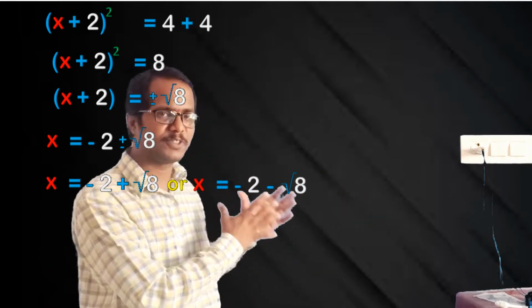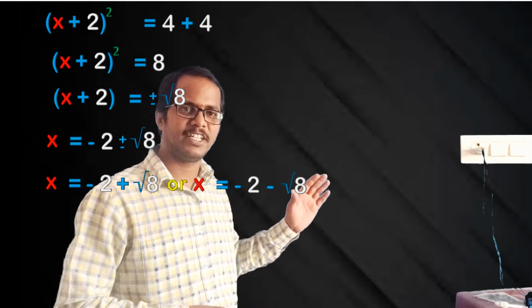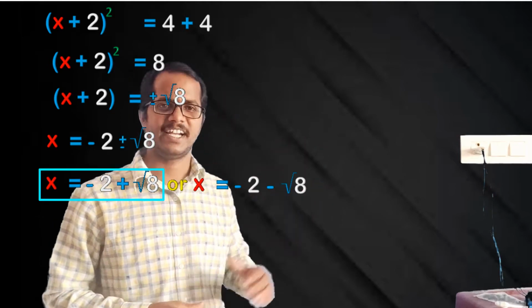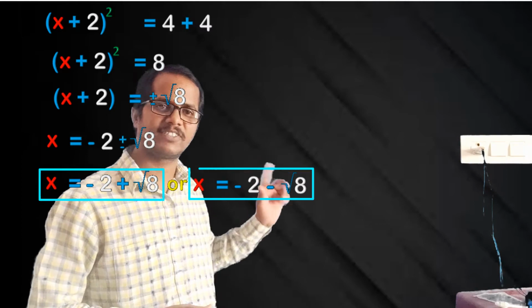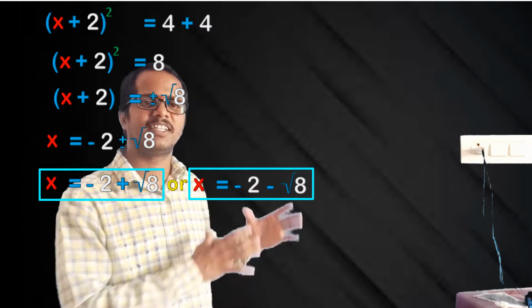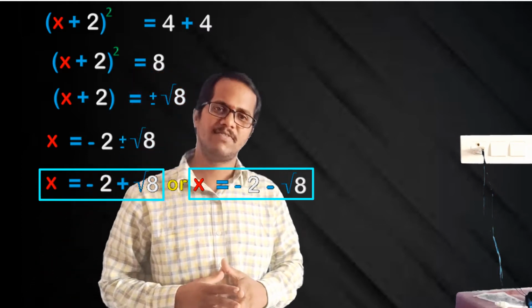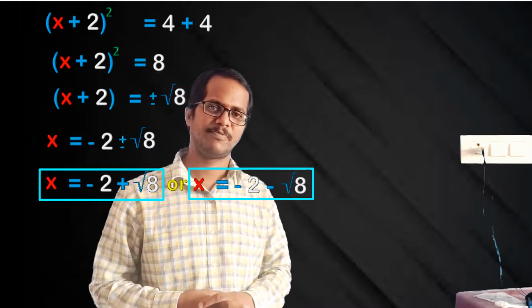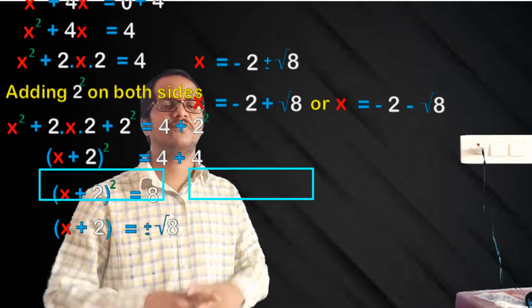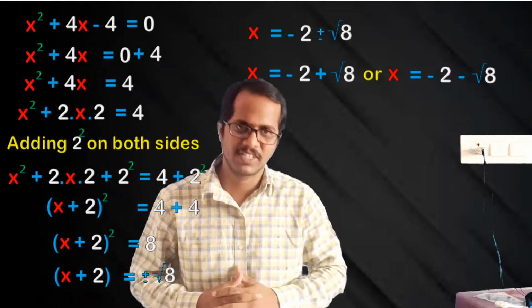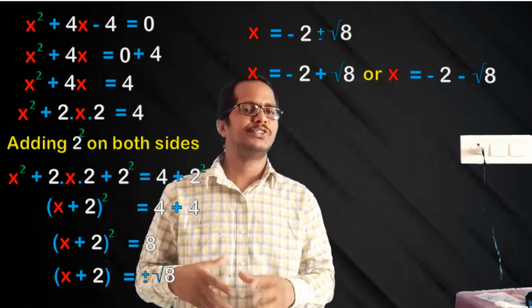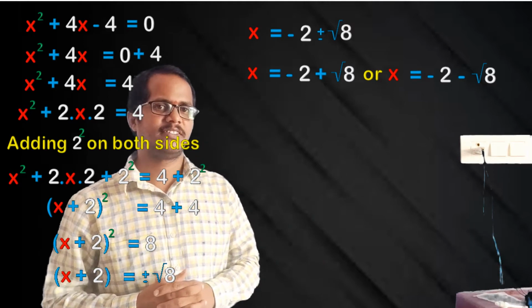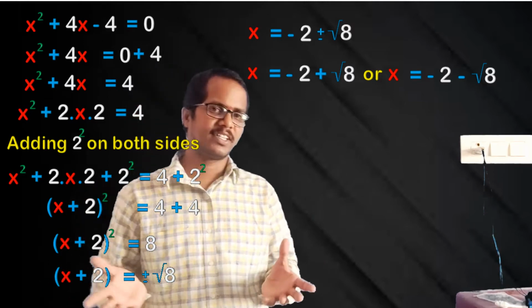So now what are the roots that we get here? One is minus 2 plus square root 8, and the next one is minus 2 minus square root 8, which are the solutions of the given equation, that is x square plus 4x minus 4 equals 0. So here in this problem, to find the solutions of this quadratic equation, at first we tried to use the method of factorization, but it doesn't work.